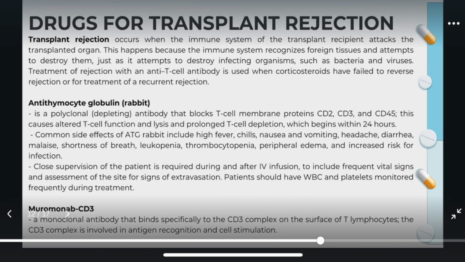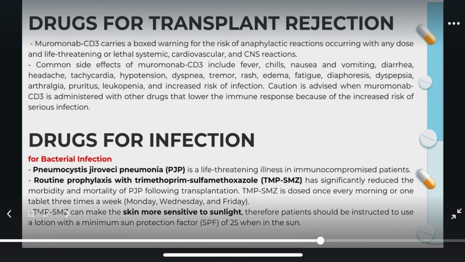Next is muromonab CD3, a monoclonal antibody that binds specifically to the CD3 complex on the surface of T lymphocytes. The CD3 complex is involved in antigen recognition and cell stimulation. Muromonab CD3 carries a boxed warning for the risk of anaphylactic reactions occurring with any dose and life-threatening or lethal systemic cardiovascular and CNS reactions.